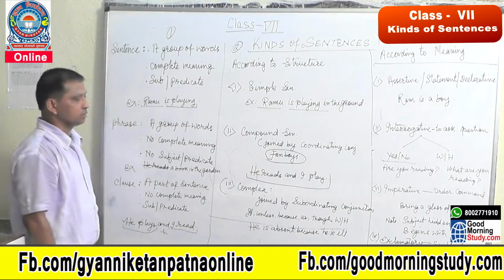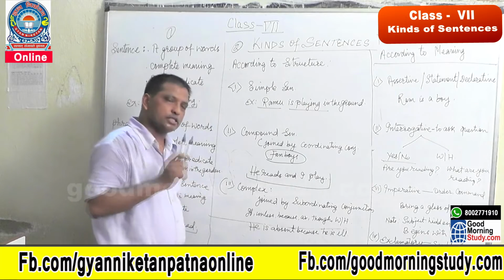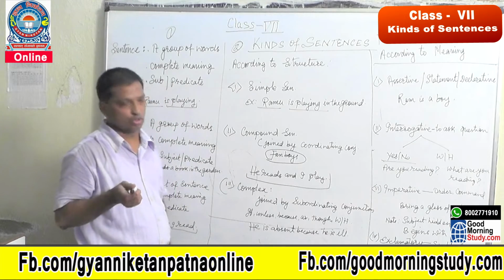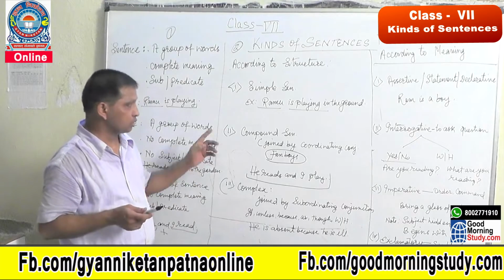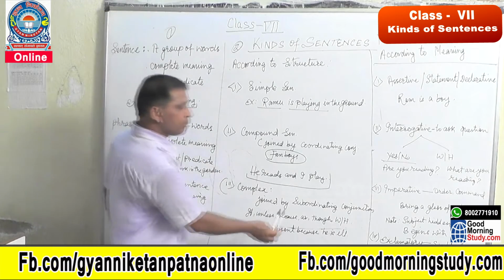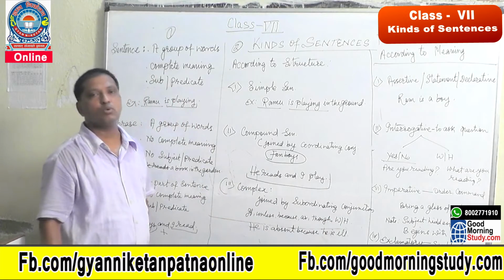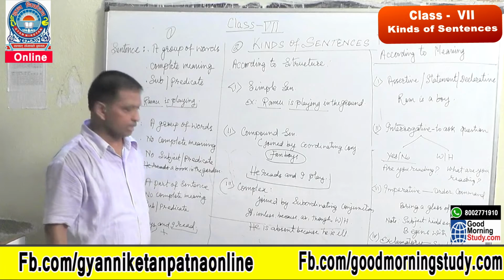Now come to the third, the complex sentence. As we know, a complex sentence must have more than one clause. That's why it's complex, not simple. But complex sentences are joined by subordinating conjunctions. So the question is, which are the subordinating conjunctions?